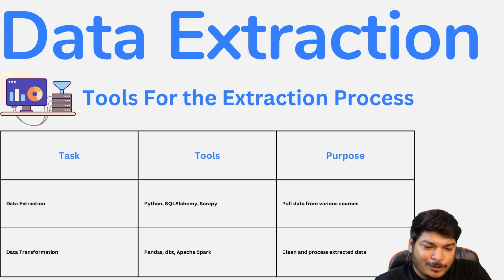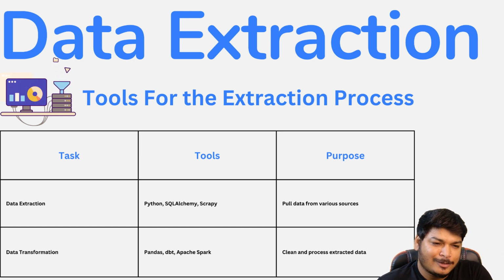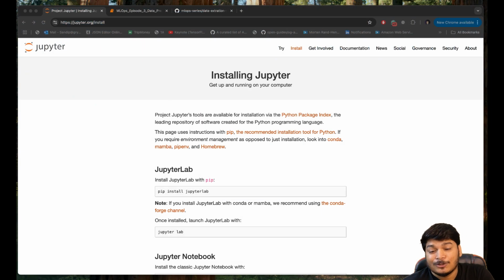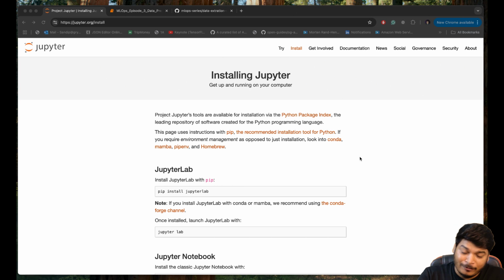Now before I show you the actual data extraction process or example, there is one particular tool you should be aware about, which is the Jupyter notebook. Okay, now what is this Jupyter notebook? Now this Jupyter notebook is an open source interactive computing platform that allows users to create and share documents with live code, visualization, and narrative text.